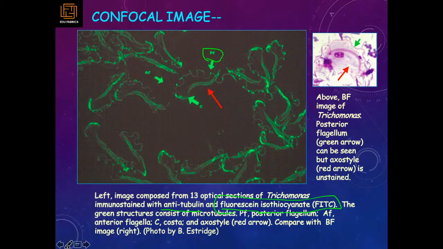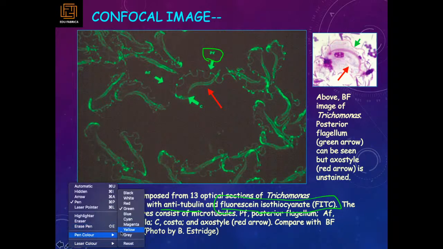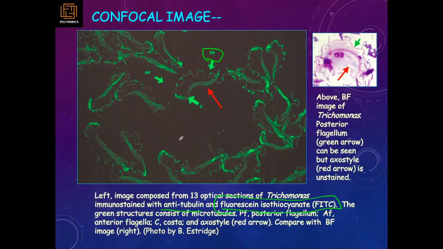We should use some different color maybe. Posterior flagellum. AF is your anterior flagellum. C is your costa here at the corner. And this red one is the axostyle. This is A like this. So compare, and on the right hand side what you're seeing is bright field. On the left is a confocal image.